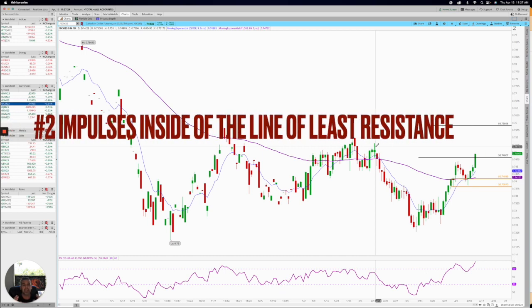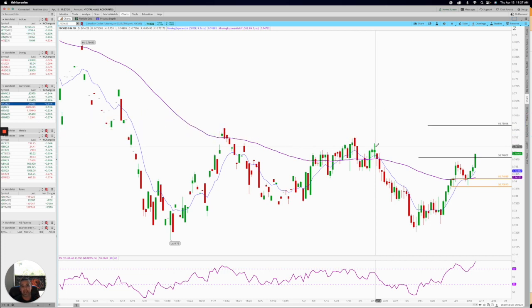Number 2, guys, is impulses inside of that line of least resistance. Now, there are 4 main candle patterns that we look for. They are a rally-based rally, a drop-based rally, a drop-based drop, or a rally-based drop inside of that line of least resistance. And we have an upward trend here on the Canadian dollar. So we're looking for either A, a rally-based rally, or B, a drop-based rally that carries our trend forward.